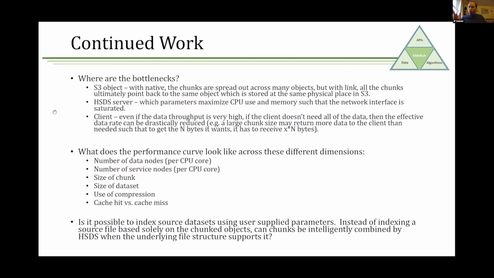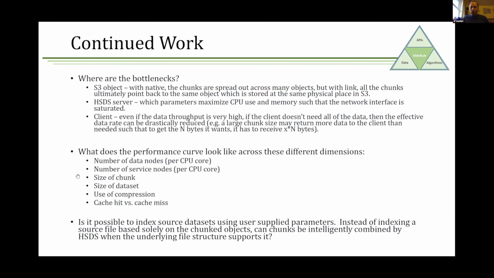And there's a lot of work to do, right? We're still in the process of trying to figure out where the bottlenecks are. Is it bottlenecking at S3 because it's all hitting the same object? Are we choosing the right number of data nodes, service nodes, things like that? And you can see there are a lot of different dimensions: size of the chunk, size of the data set, compression, caching, not caching, things like that.